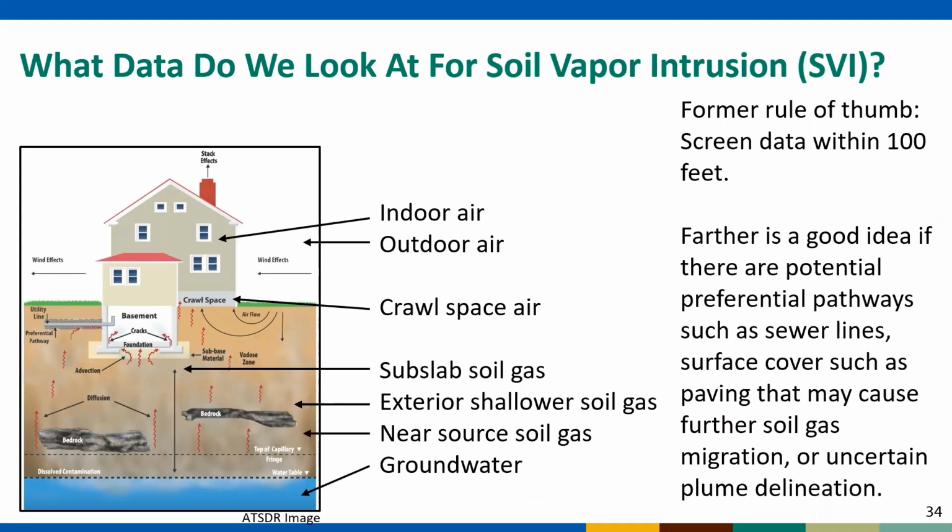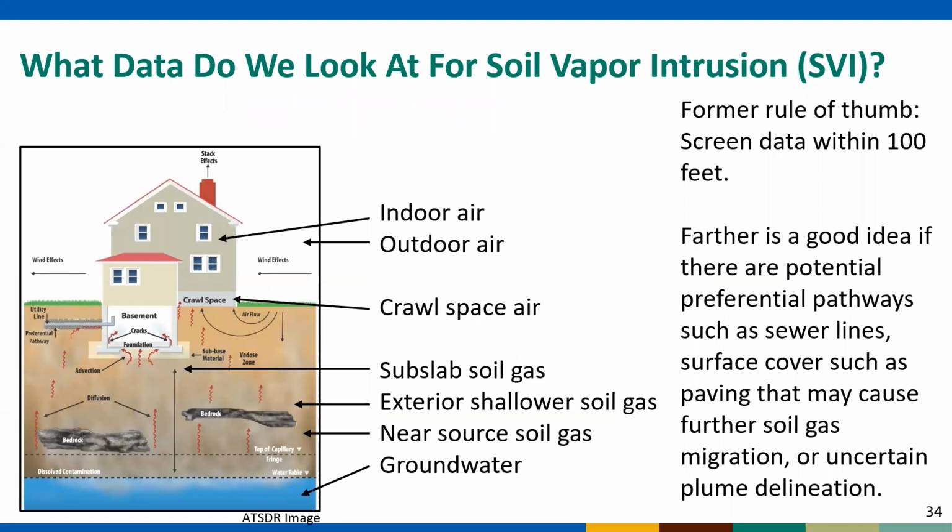So let's now talk about the GLC site. Because of what the petitioner, Mr. John, wrote in his letter, we should investigate if there's the potential for a vapor intrusion issue. You're going to learn more about this, but I want to point to two things on the slide. One part is that the former rule of thumb was to screen data within 100 feet laterally. Farther is a good idea, especially if there are potential preferential pathways, such as sewer lines or surface cover, such as paving that might cause further soil gas migration, or if there's an uncertain plume delineation.